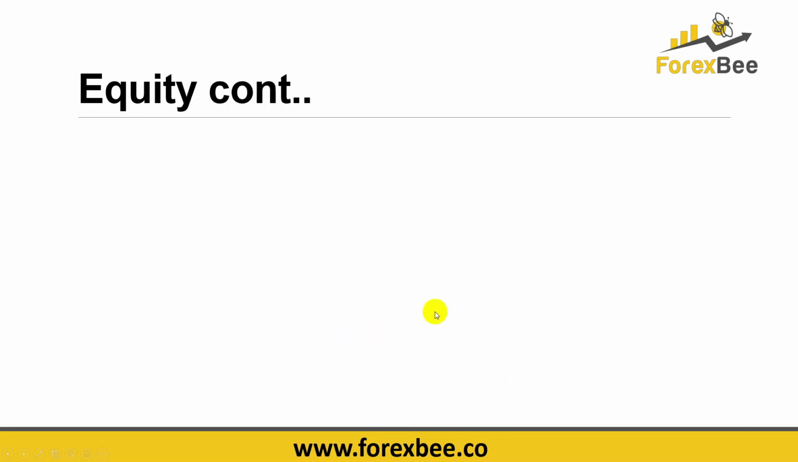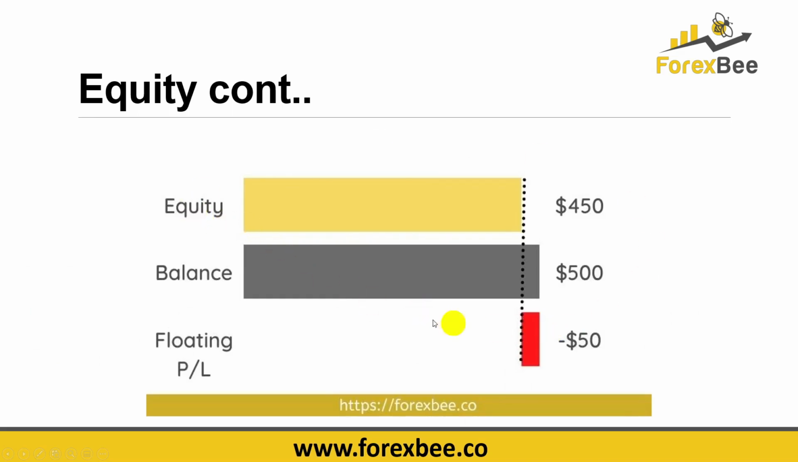Here again is the same example. Let's say your account balance is $500 and your floating profit or loss, in this case your loss, is $50. You would subtract $50 from your account balance because this is an open position, and your remaining equity would be $450. I hope you can understand the difference between these four terms: the account balance, the margin, equity, and floating profit or loss.